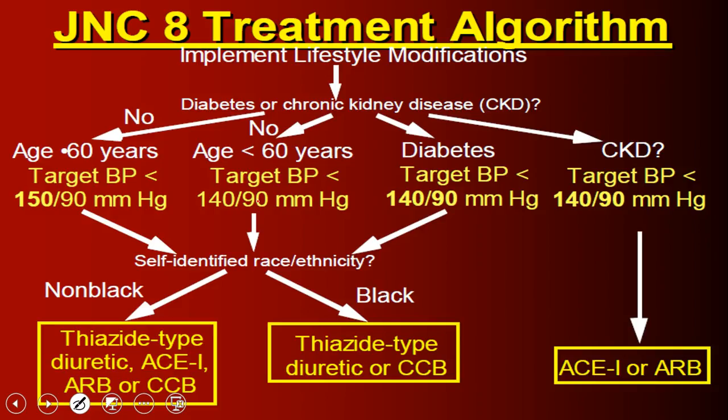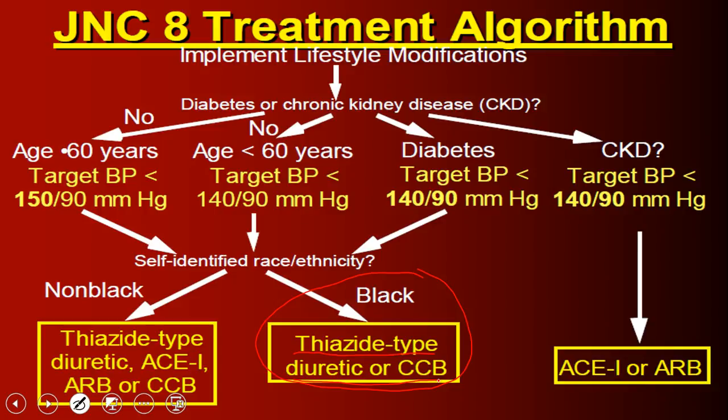This is kind of a break. This looks extremely complicated, but it's really not that complicated. Basically, all you really need to know is that if somebody is black, you're going to give them a thiazide-type diuretic or a CCB, which is a calcium channel blocker. So black person, thiazide-type diuretic or calcium channel blocker.